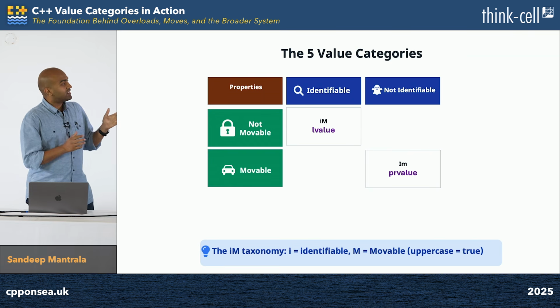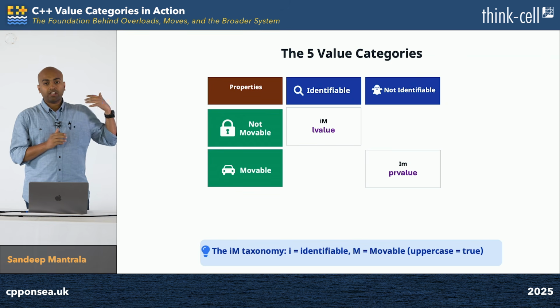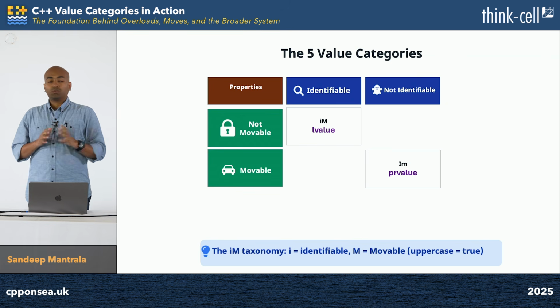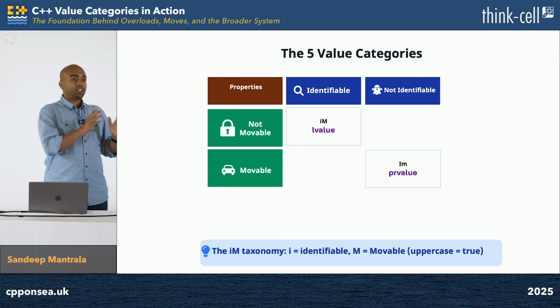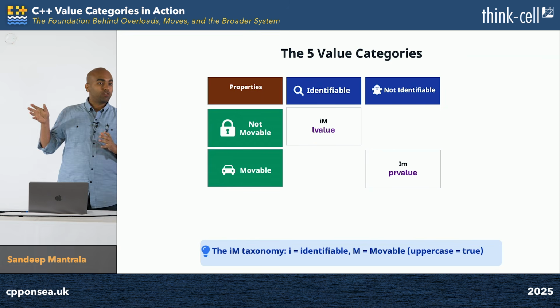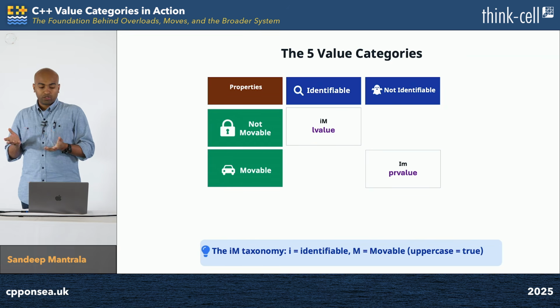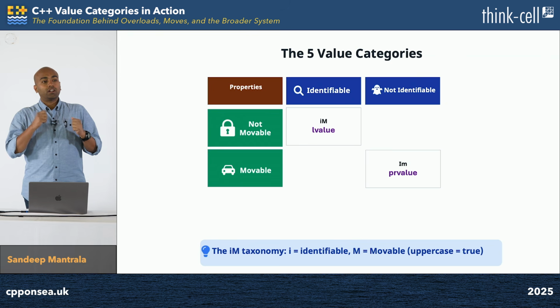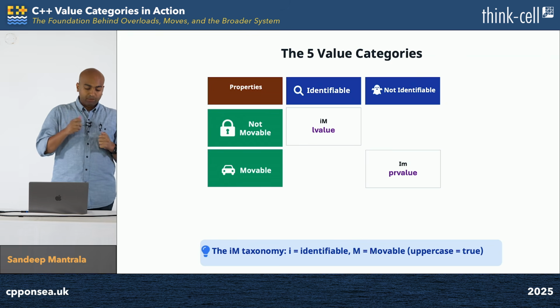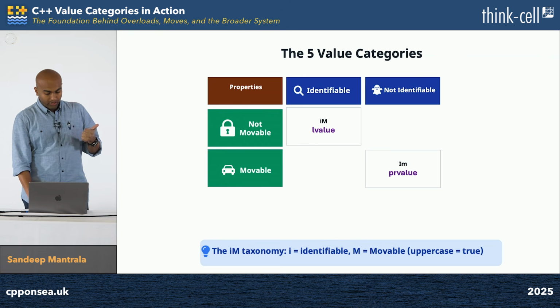And by the way, when we say an L value, most commonly we think that L stands for the left-hand side of the expression, so left-hand side values. But L stands for locator values, which means they are locatable in the memory. They are persistent in the memory, they are locatable. You can locate them whenever you want.